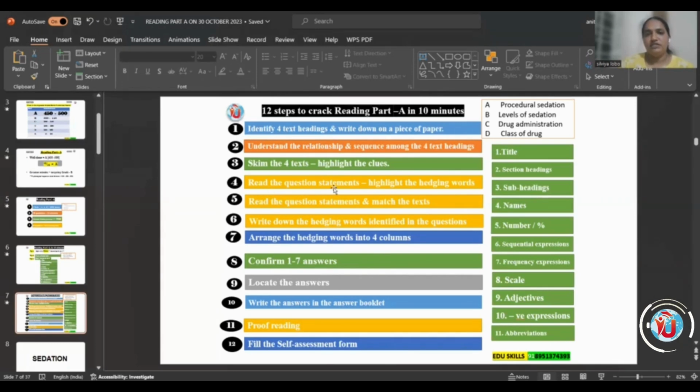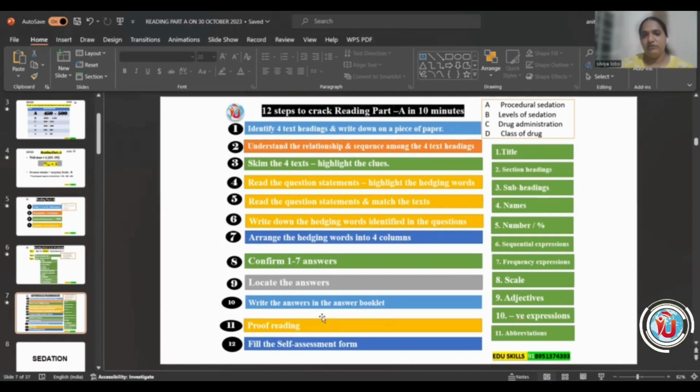Fourth, read the question statements and highlight the hedging words. Fifth, read the question statements and match the text. Sixth, write down the hedging words and identify them in the questions. Seventh, arrange the hedging words into four columns. Then confirm the 1 to 7 answers, locate the answers and write them in the answer booklet.